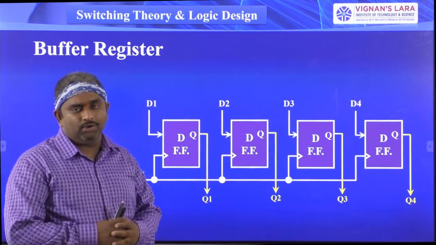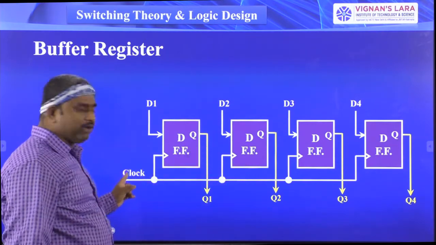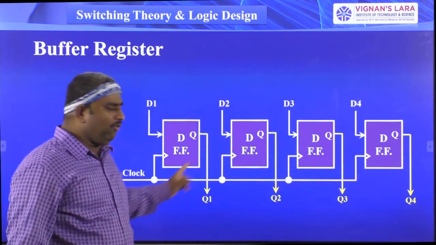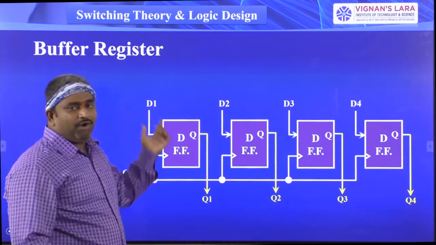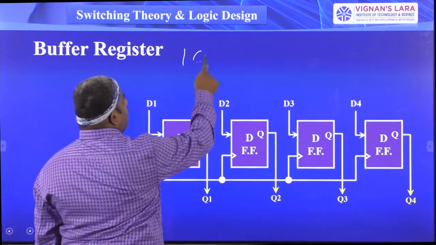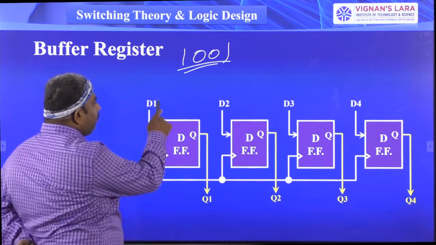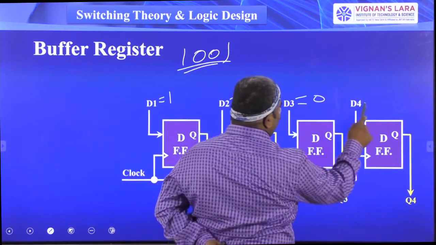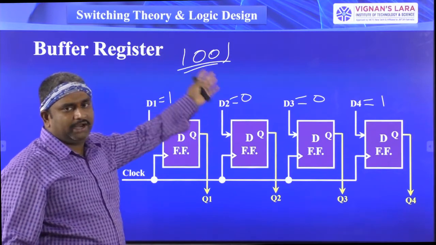Now I have a common clock signal for all the registers. I have connected a clock signal to the first, second, third, and fourth flip-flops. All 4 flip-flops are connected to a single clock signal. Whatever data you want to store, you first have to write it here. For example, I am storing the data 1001. So put D1 equal to 1, D2 equal to 0, D3 equal to 0, D4 equal to 1. You are giving the data parallelly, so you can give the total data here.